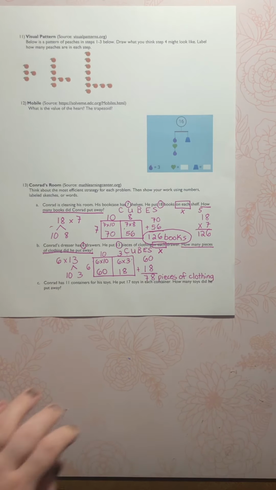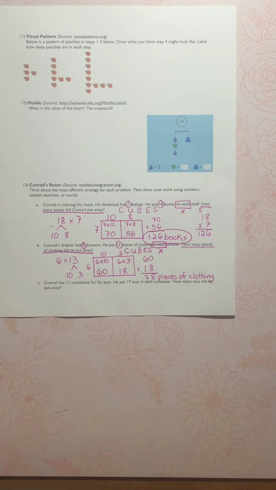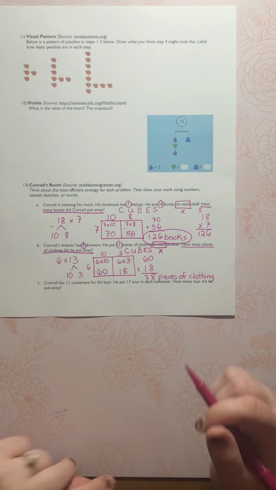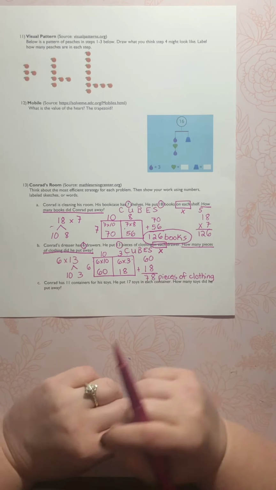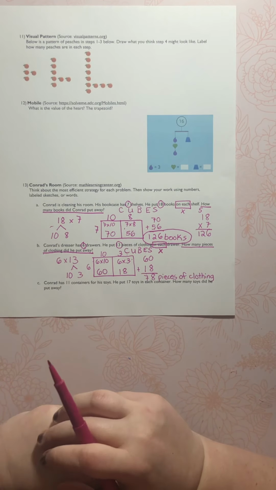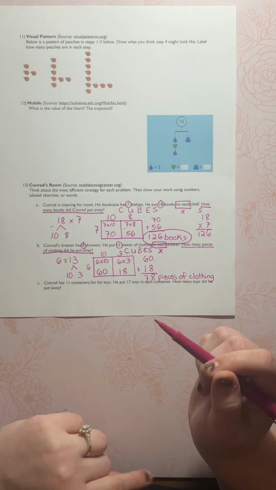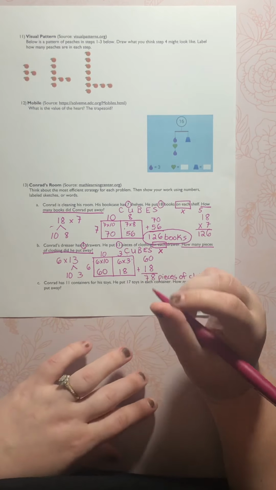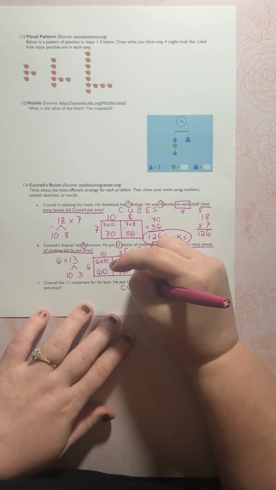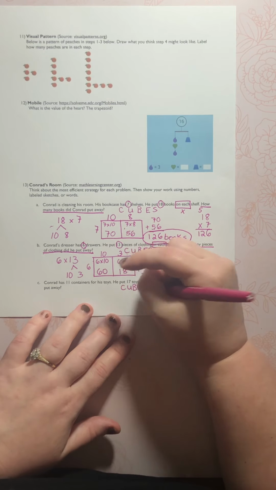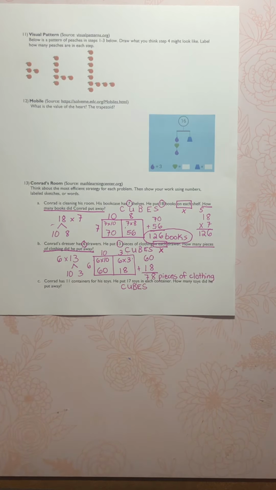Okay. Let's move on to part C. Conrad has 11 containers for his toys. He put 17 toys in each container. How many toys did he put away? So once again, I'm going to write CUBES down here because it helps me remember the different information that I need to find so that I can solve.